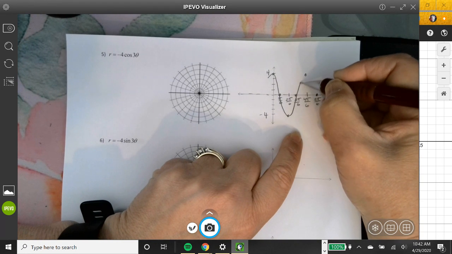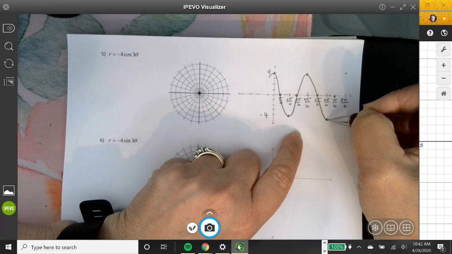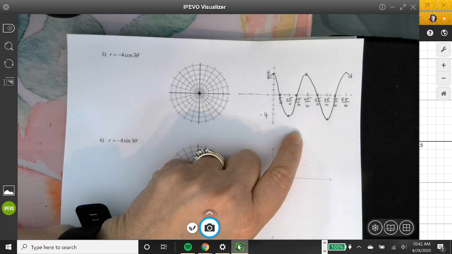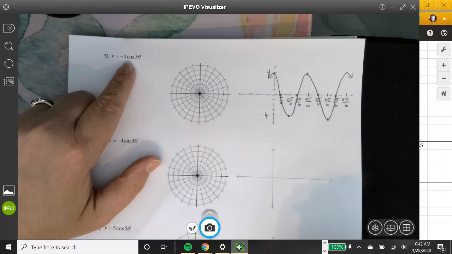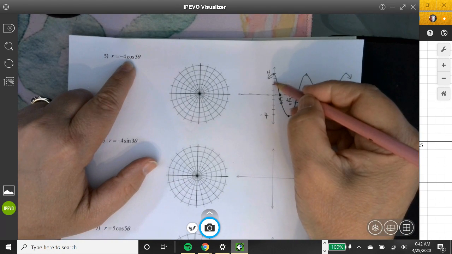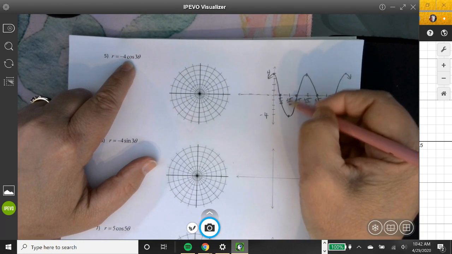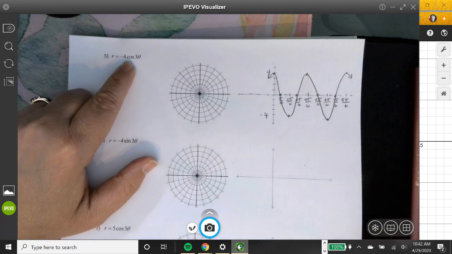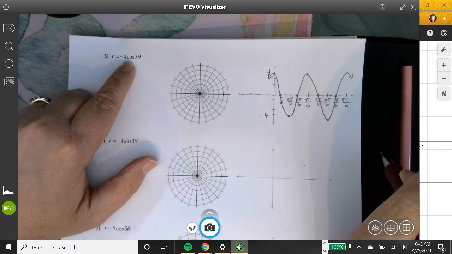All right. Now we have an odd B factor. So how many petals do we expect? 3. So this is half a petal here. This is a full petal, another full petal, and a half. So I think I only have to go up to pi to graph this.